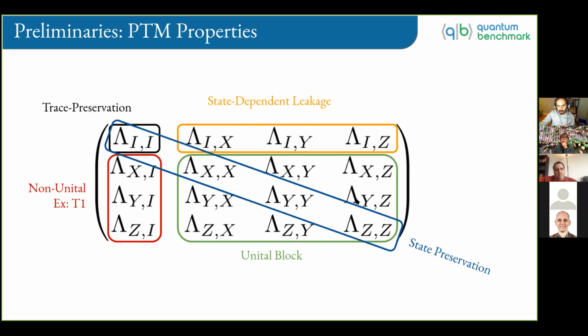And then down here, which is what I'm really interested in this talk, is the unital block. These are all the coherent dynamics and all the other dynamics. And the diagonal is representing state preservation. So for example, this lambda XX term is saying, how well does this map preserve the X thing? If lambda XX is a 1, it means that it preserves the X completely. And if it's 0, then it's taking X to something else.